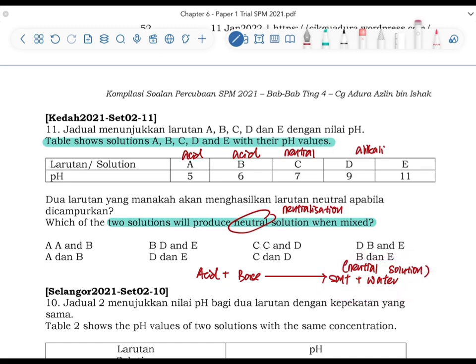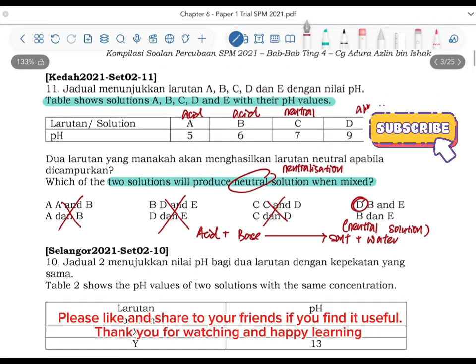So we need to choose the combination of acid and alkali. A and B will not be the answer because two acids will not react with each other. D and E is also not the answer because both are alkalis. C and D, a neutral and an alkali solution, will not react either. So the only answer that matches is B and E, where B is the acid and E is the alkali.